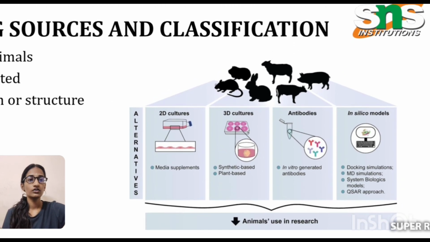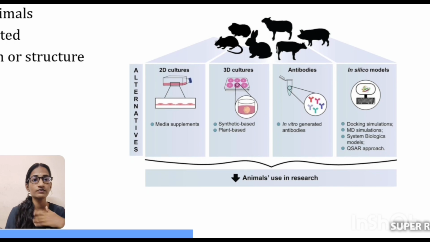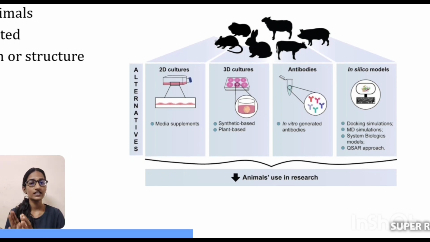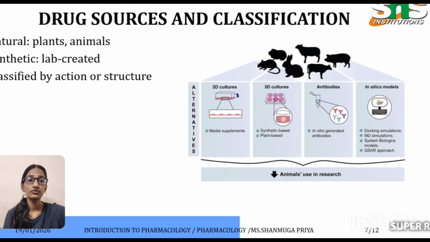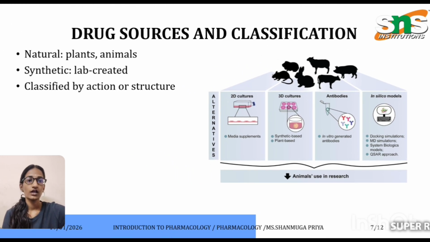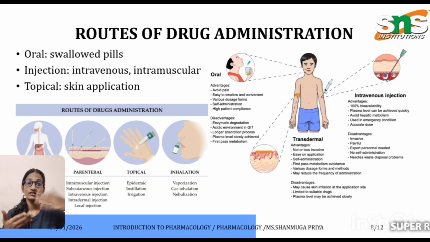So the alternatives were: in 2D cultures we have media supplements, and in 3D culture we have synthetic based, plant based. In antibiotics we have in vitro generated antibiotics. In silico models we have docking simulations, MD simulations, systems biology models, and QSAR approach. These are animal use in research. So they are the alternatives to animal research.